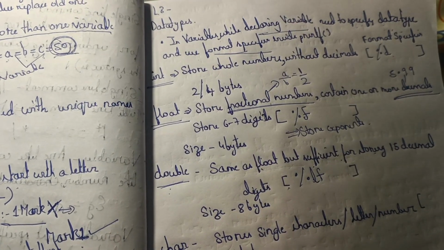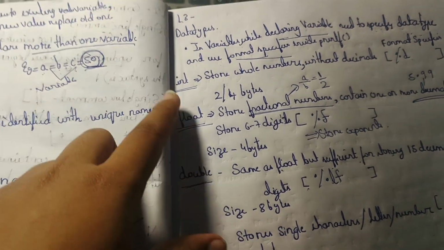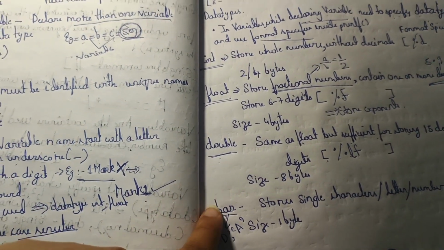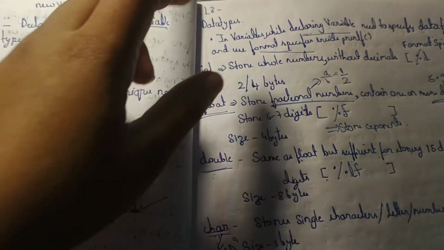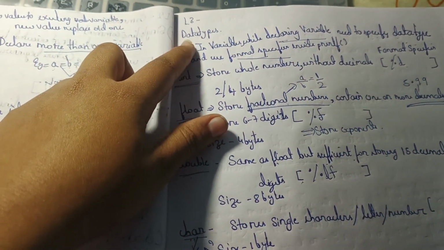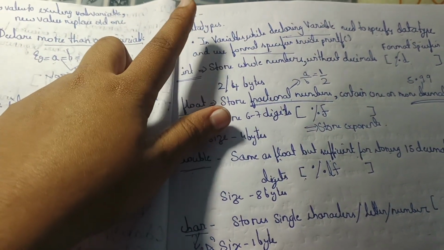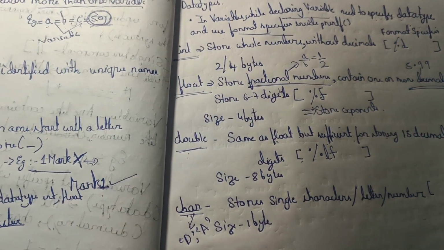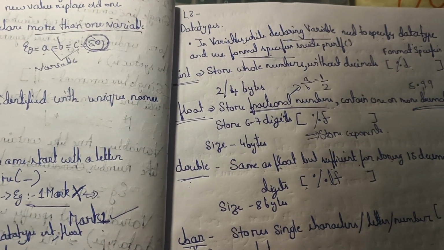In today's class we have learned about data types and the different types of data types: int, float, double and character. And also what we mean by data types, that is, what type of data is being stored. In the next class we will be learning about constants.